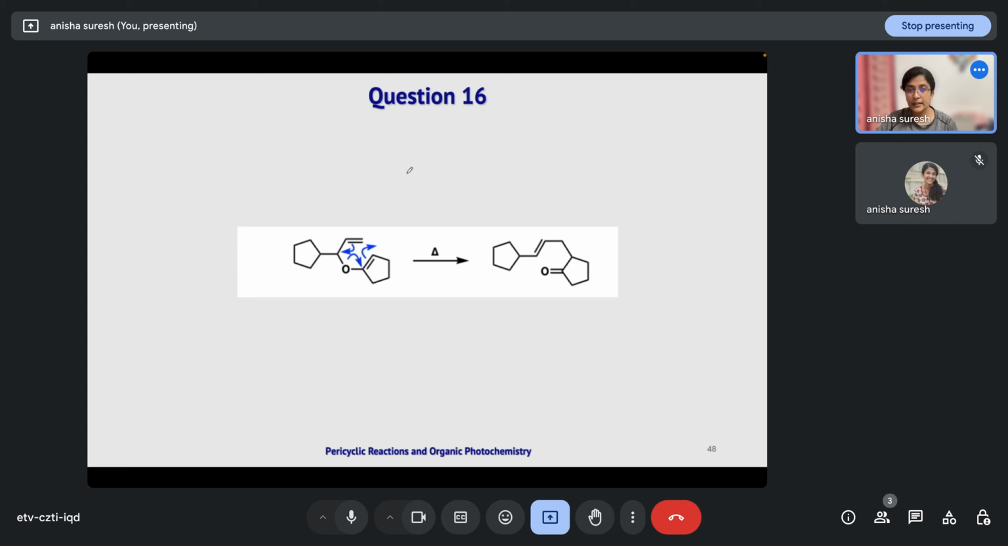As you can see here, this is undergoing a 3,3 sigmatropic rearrangement, or Claisen rearrangement, as oxygen is involved in the system that is undergoing the 3,3 sigmatropic rearrangement. It is known as Claisen rearrangement. Then it will result in the formation of this as the final product.